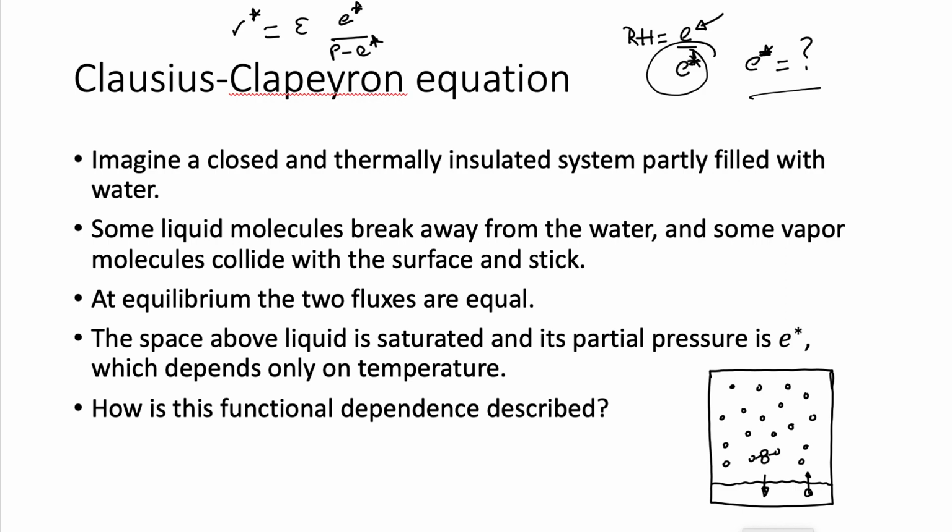Now, the space above the liquid in here, when that starts happening, when molecules collide, etc., when you reach equilibrium, the gas above here will be at saturation, okay? And the partial pressure at that point, at saturation, is what we denoted as E star, okay? And in this case, it only depends on the temperature of the gas. It cannot depend on anything else because there isn't anything else, okay? So how is this functional dependency? What does it look like? Okay. Well, we can use a little bit of math.